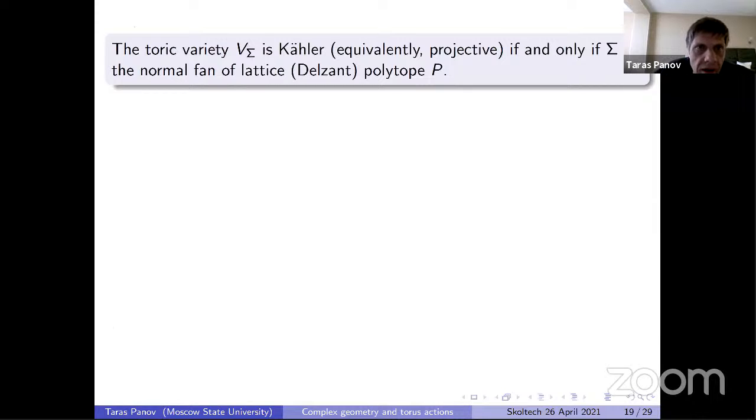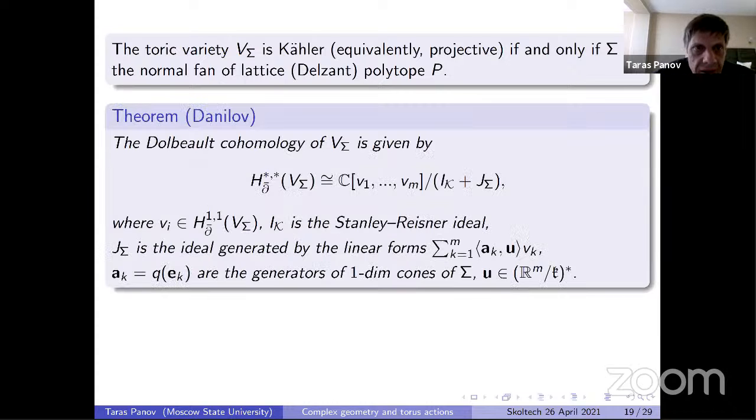And the toric variety is Kähler, or equivalently projective. For toric varieties, the two things are equivalent. Symplectic, projective, and Kähler are all equivalent for toric varieties, toric manifolds, where the fan is the normal fan.